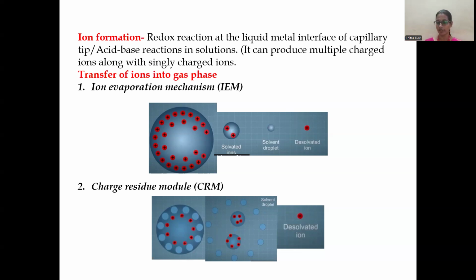Solvent will be there, and your sample will be there. After the final step, you can get your sample ions, that is, desolvated ions, because after removing the solvent particles only your compounds will be there. Then they will be accelerated and analyzed.